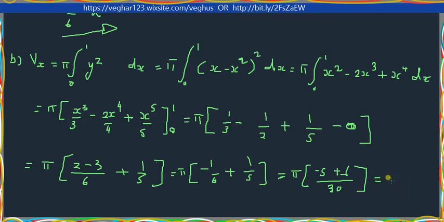This is going to be pi over 30, since these will subtract each other, unit cubed. So this is the final answer. This is 30. Thank you for watching, and we will see you in the next video.